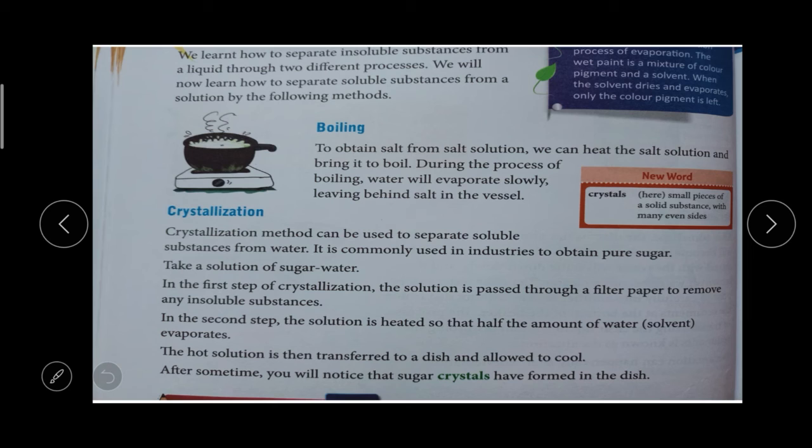After some time the sugar becomes crystals. We can notice that there will be some crystals in the dish. So the sugar crystals are formed in the plate. This is the process of crystallization.